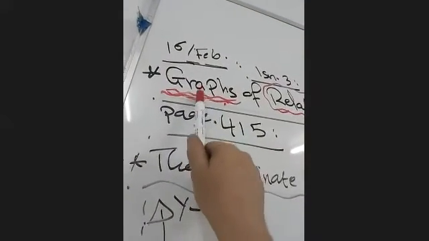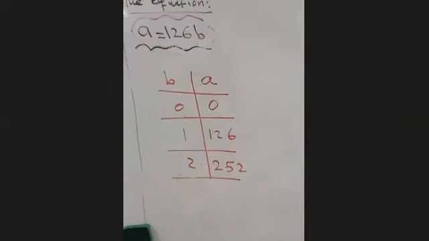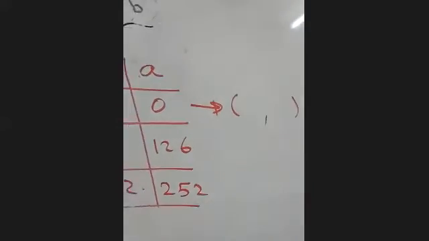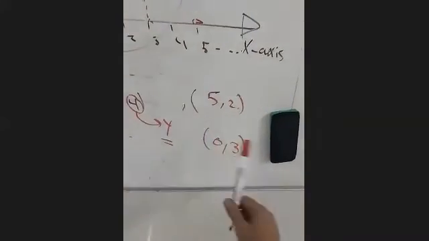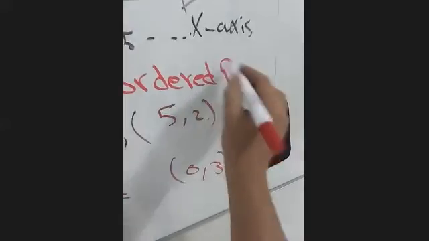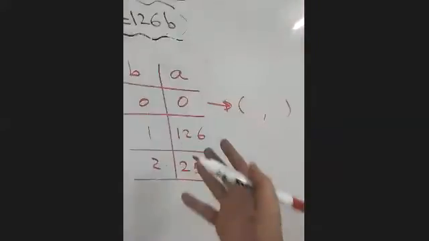To do what? A graph. How will we do a graph, guys? We will make ordered pairs from the table. What are ordered pairs? They are in brackets like this, like these points. We call them ordered pairs. So I will make ordered pairs from this table.